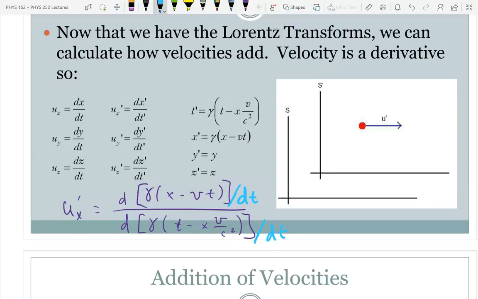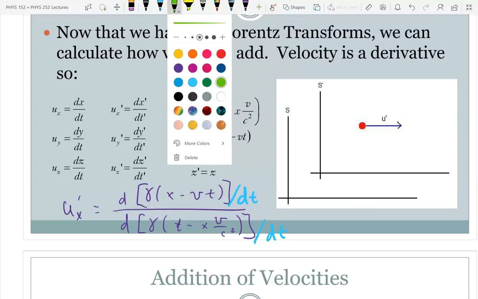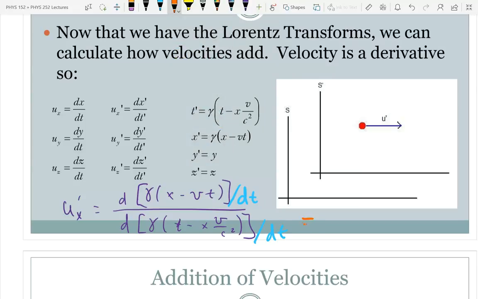Let's add over dt to each one. So this would equal, yeah, okay, I'm going to change it to orange because I like the orange. So gamma is only dependent on the velocity difference between the reference frames, and we're having a constant velocity between the reference frames, so gamma is a constant. Bring that out.